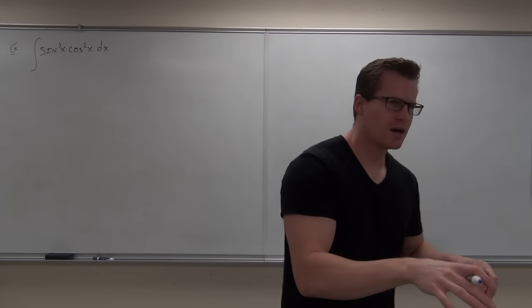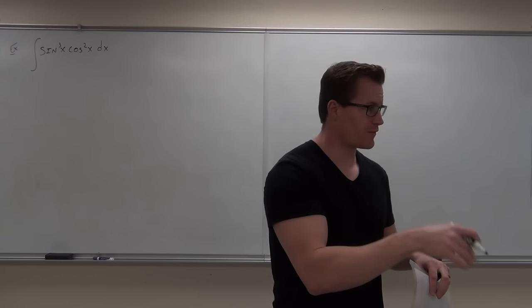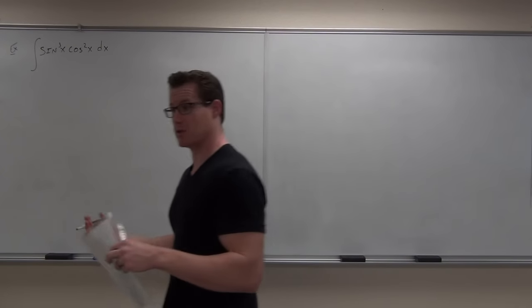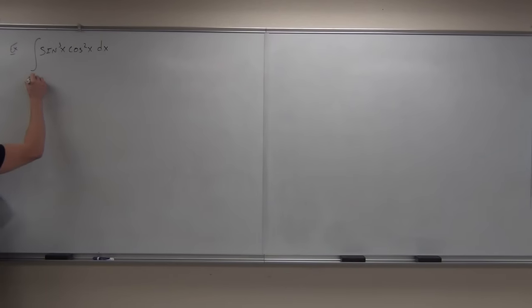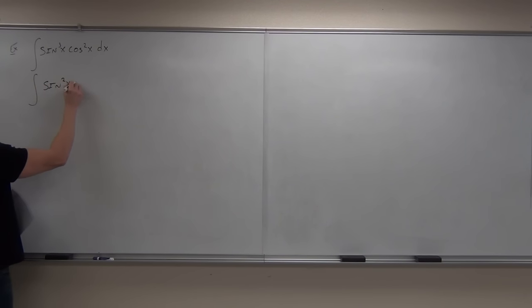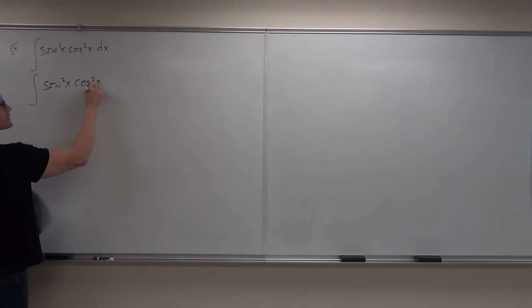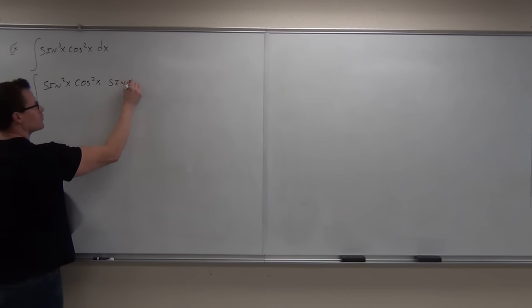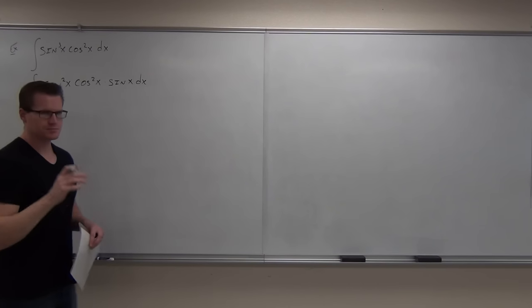And why are we picking that? It's odd. And if I strip off the sine, I'm going to get sine squared. That's the Pythagorean identity I'm looking for. So here, we're going to write this. And I typically write it this way. I'll write my sine squared x first, and then my cosine squared x, and then I'll put my sine x in the very back. Whatever you strip off right there, you put it at the back.